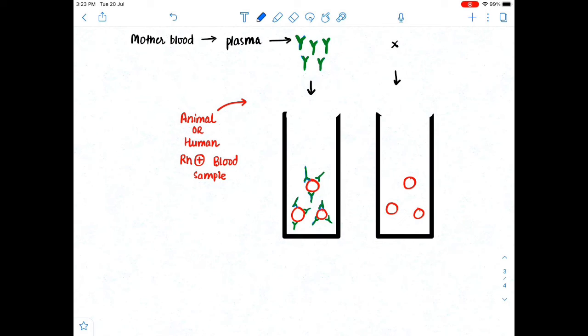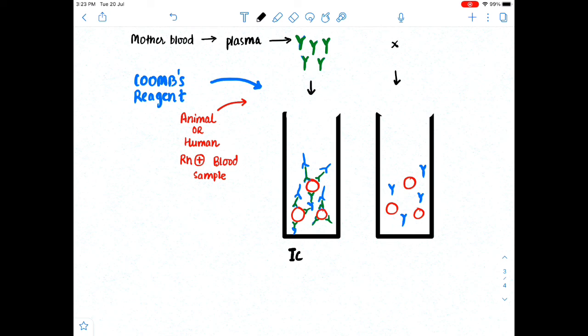Now, this is the basic difference between the direct and the indirect Coombs test. In the indirect Coombs test, we are adding just the plasma containing the antibodies without the red cells, and we are adding the red cells externally which are Rh positive. After having added these two things in the test tube, we then add the Coombs reagent to it. The Coombs reagent contains the anti-human globulins which bind to the antibodies if present, and if not, they don't bind.